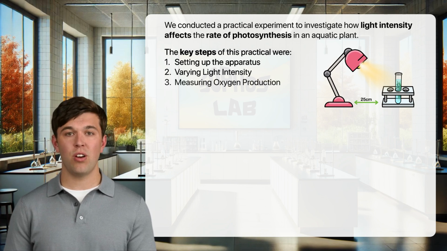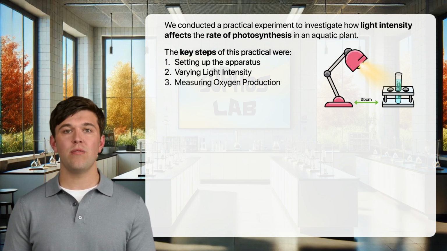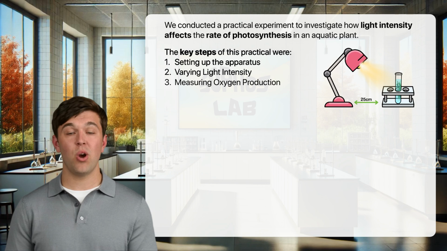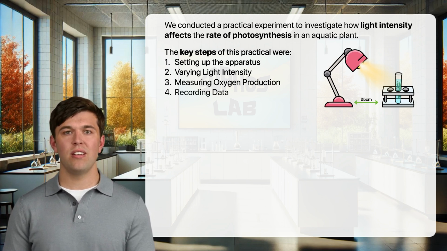Measuring oxygen production. We measured the rate of photosynthesis by counting the number of oxygen bubbles produced by the plant over a set period of time. Recording data. We recorded the number of bubbles produced at each light intensity to analyze the effect of light intensity on the rate of photosynthesis.